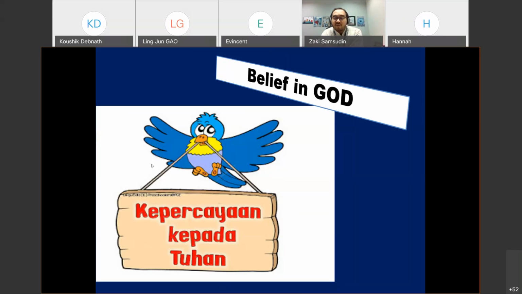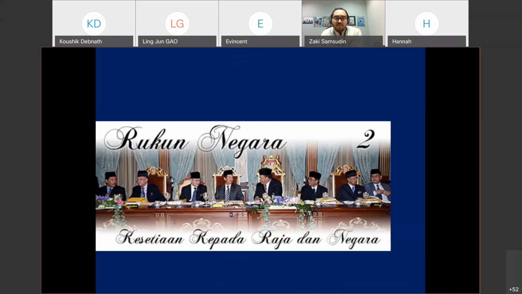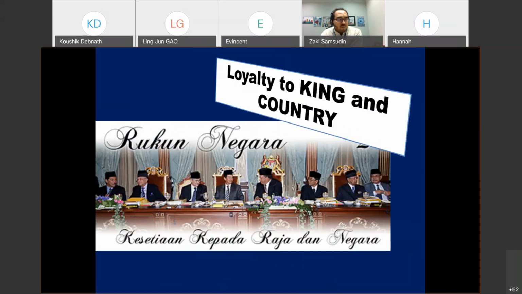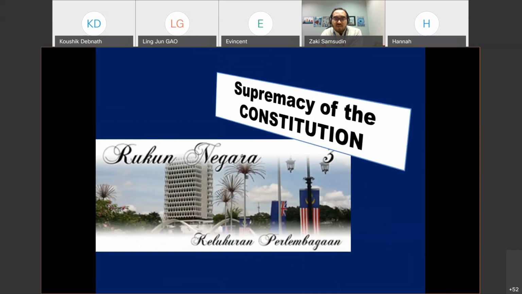So be respectful, right? You cannot, for example, discredit or criticize the religions of other people. And it has to be done in a certain courteous manner. That's why the last principle is about courtesy and social behavior. Kesetiaan kepada raja, or loyalty to king and country. We have talked about this before, about the concept of monarchy over here in Malaysia. Perlembagaan is constitution, so supremacy of the constitution. We have covered this also.